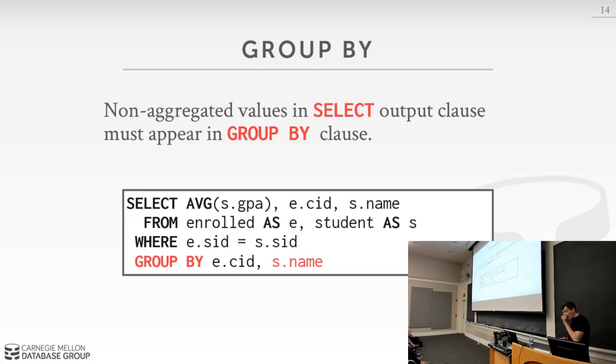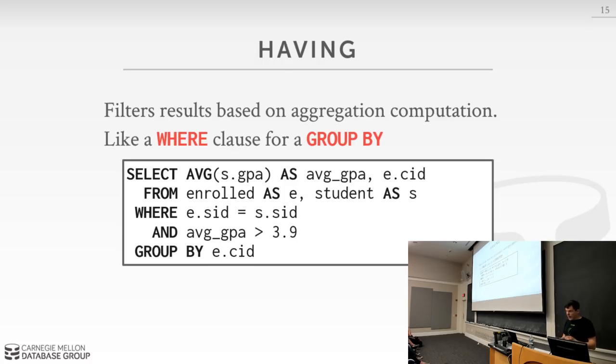Okay, so now you may think, all right, well, maybe I want to do some additional filtering on my aggregations so that I don't produce every single result as part of the output. So you may think that you want to use the aggregations in your where clause. So here now I'm computing the average GPA, but I've added in my where clause something that says filter out anything where the GPA is not greater than 3.9. Right, this is only trying to look at the courses where the average GPA is greater than 3.9.